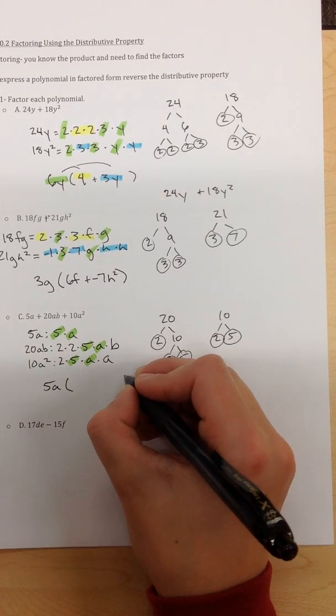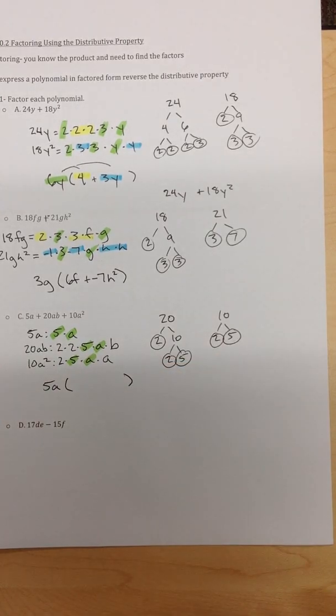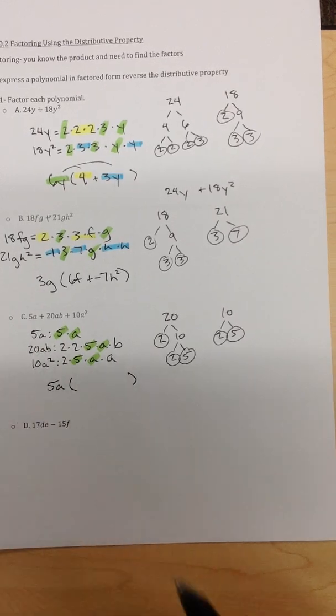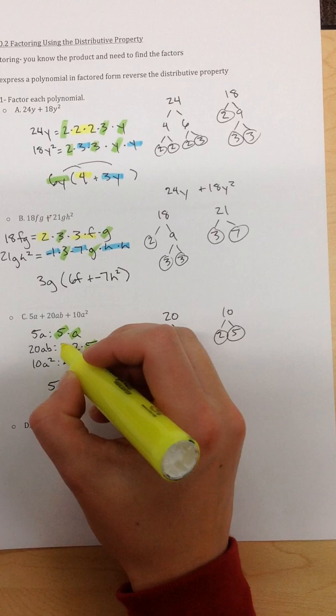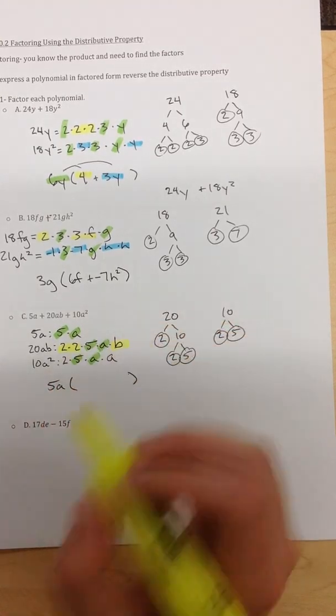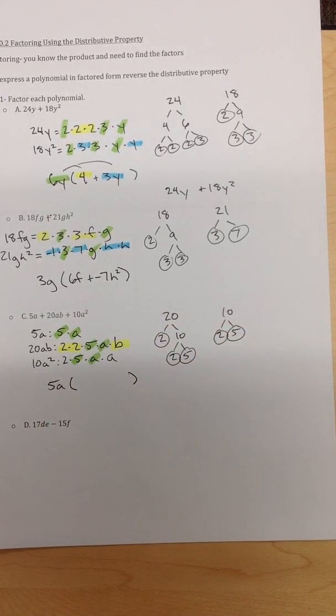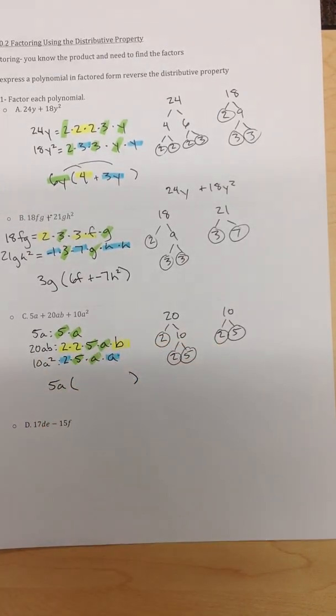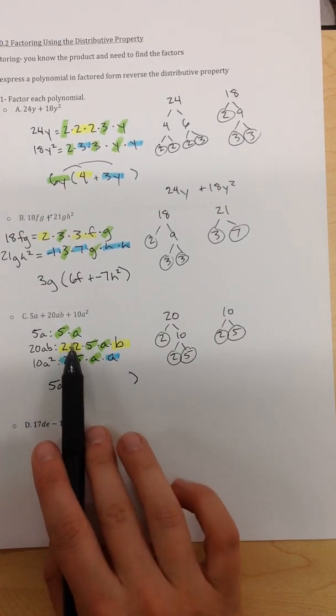We got our parentheses here, and then we want to see what's left. It looks like there's nothing left in that top row, so we'll deal with that in a second. In the second row here, we've got 2 and 2 and B. And in the last one, we've got 2 and we've got A. Okay, so let's figure out what we need to do with this 5a.